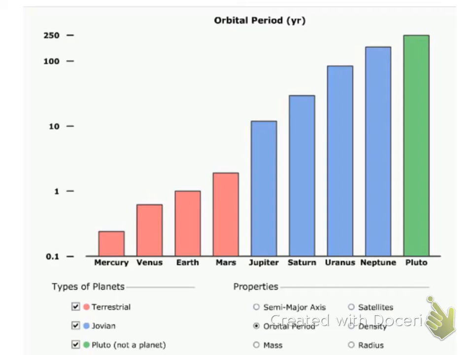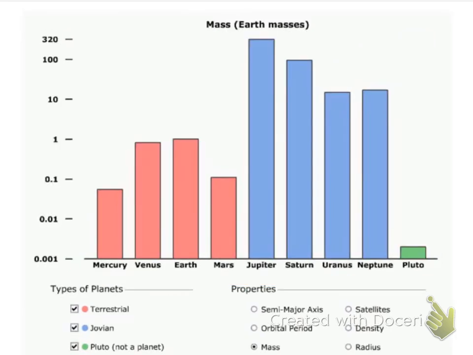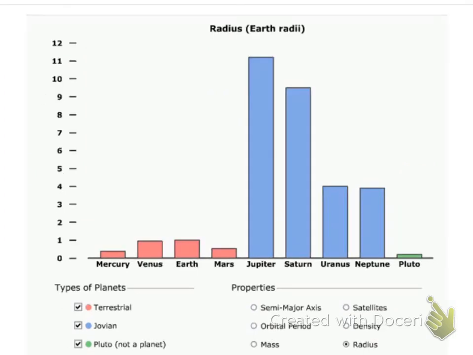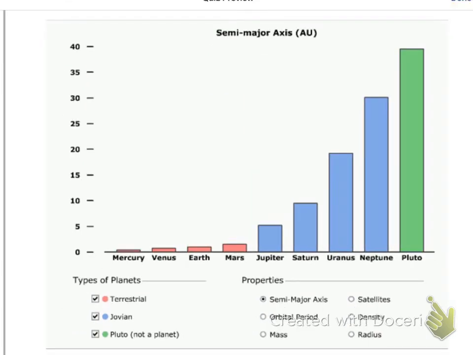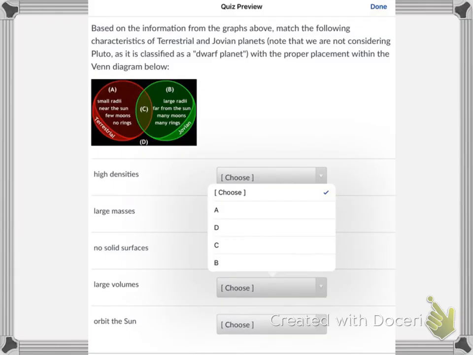and these indicate the different planets. Again, they're listed down below. And in this case, this is one about orbital period. Here's one about the masses of the various planets. Here's the number of satellites, the density, the radius, the semi-major axis, or the distance of each of these planets from the sun. And then you're presented with a Venn diagram, which has various locations, A, B, C, D, and you choose which is the appropriate location for each of these descriptors.